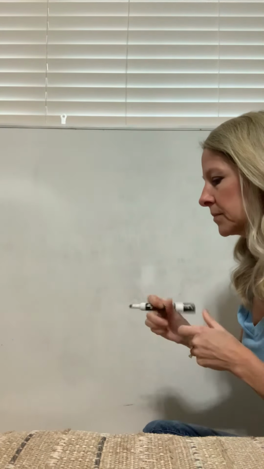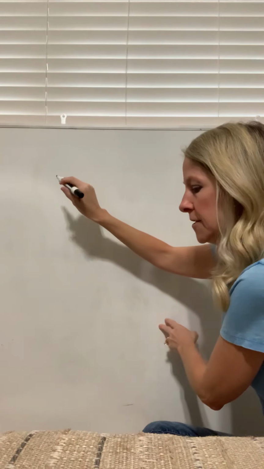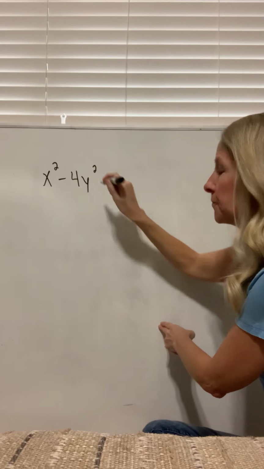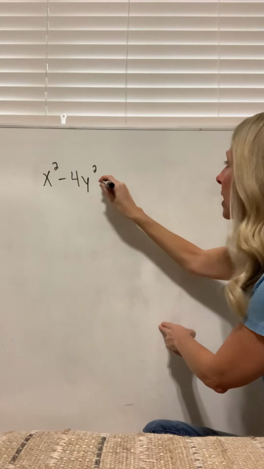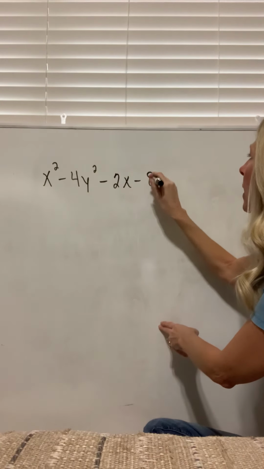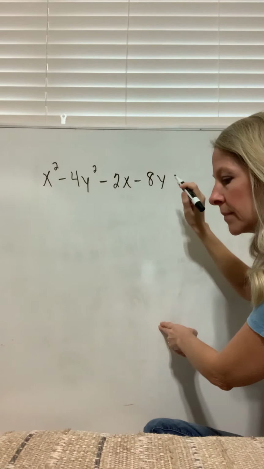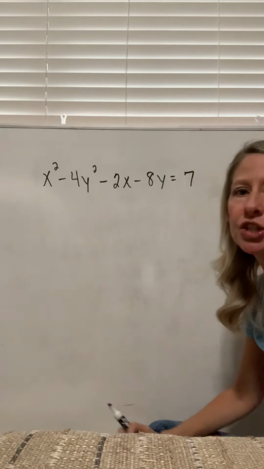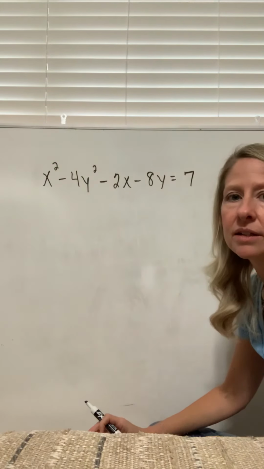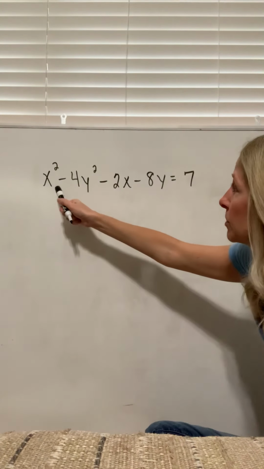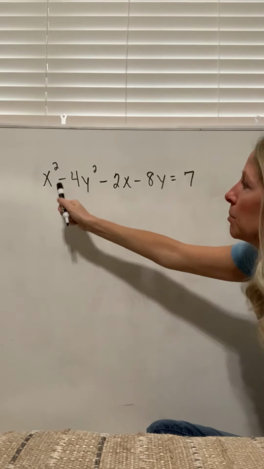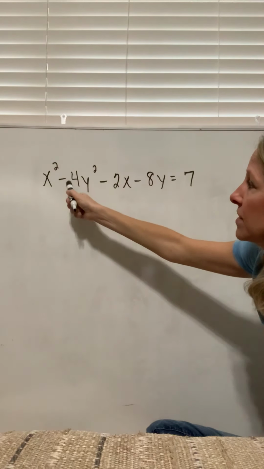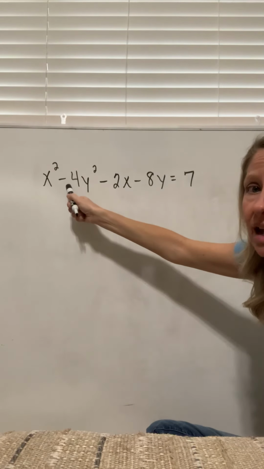Okay. So let's say we start with x squared minus 4y squared minus 2x minus 8y equals 7. So again, from here, you should know that this is going to be a hyperbola based on the flow chart that I gave you. Notice that both the x and y terms are squared, but notice that one of them is positive and then one of them is negative. So because of that minus sign right there, that's what makes this a hyperbola.